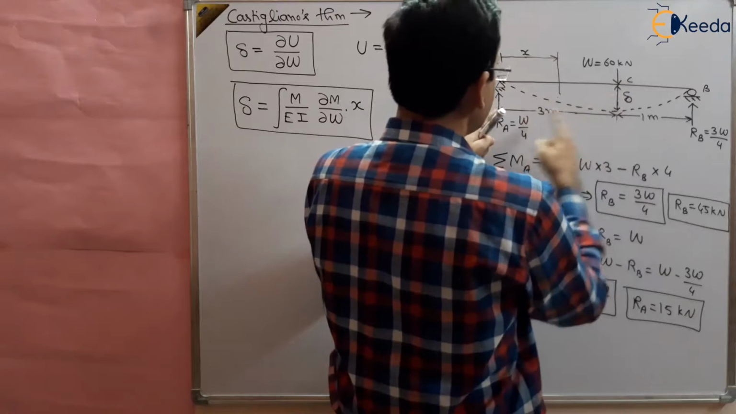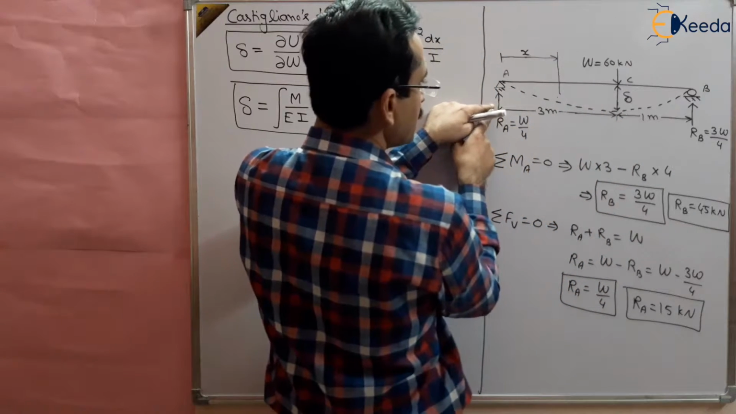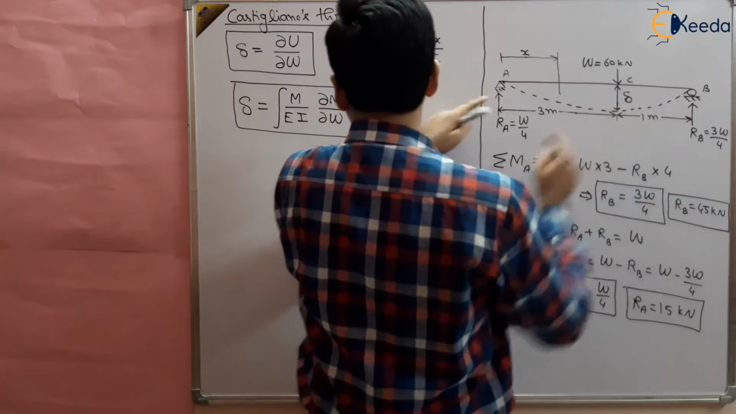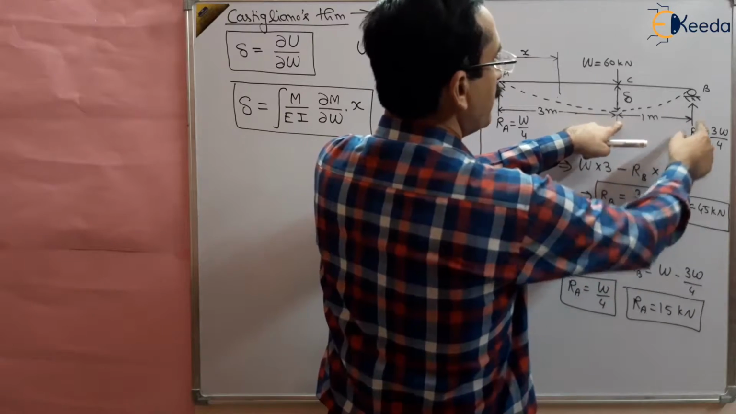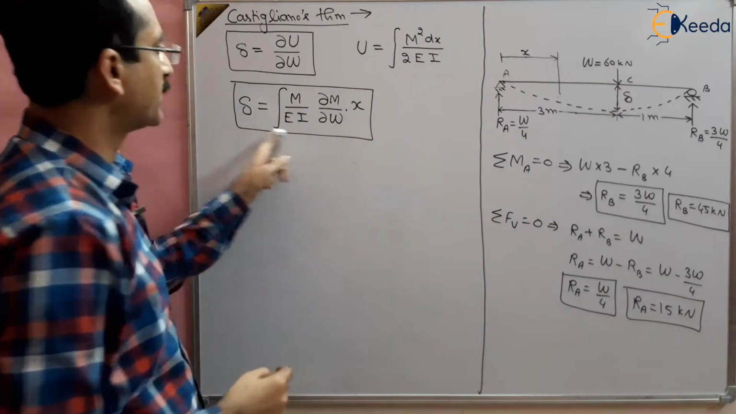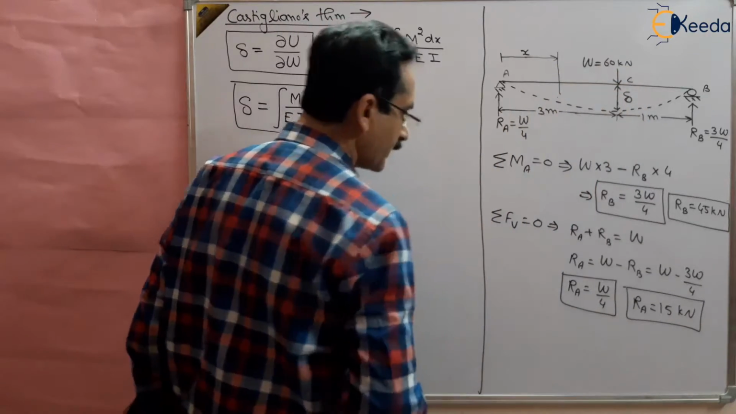One for AC, which is 0 to 3 meters. If I am taking 0 from the left side, I am taking 0 to 3 meters, and then again integrating from 3 meters to 4 meters, right? So then we will get the total deflection under a load of W, right?